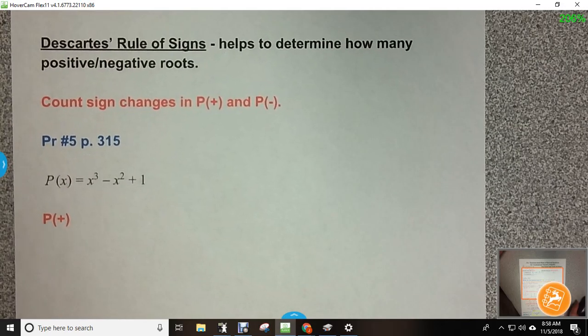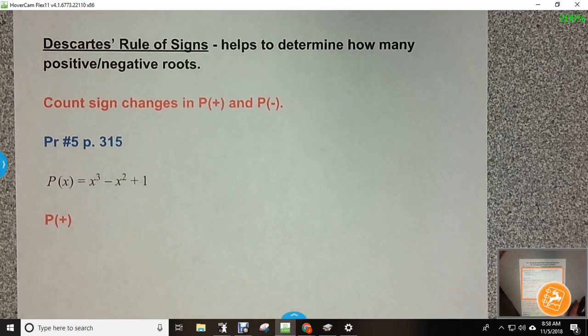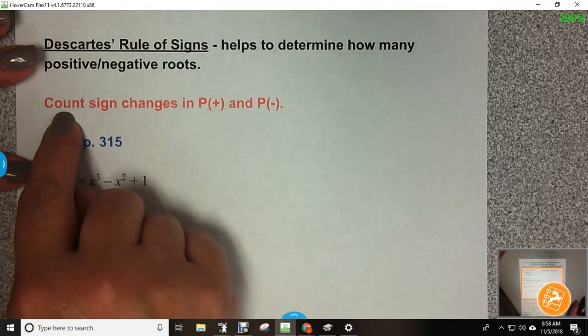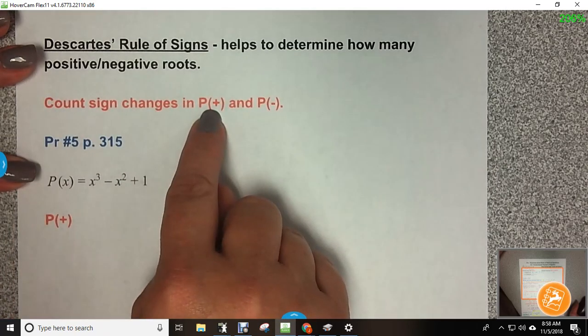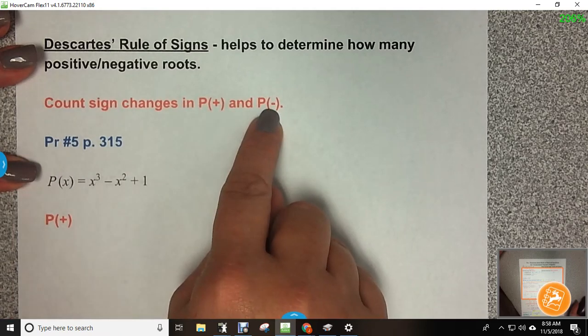Alright, so now we're going to talk about Descartes' rule of signs, and what this does is it helps us figure out how many positive or negative roots you're going to have. So what it says is we're supposed to count the sign changes in P of positive and P of negative.